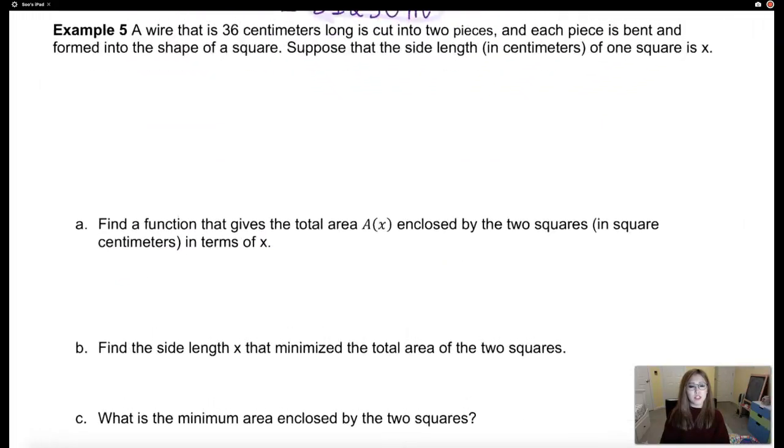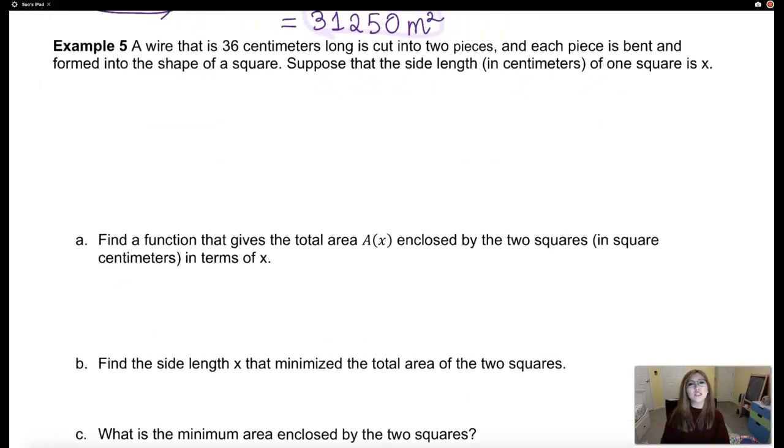All right, what are we doing this time? A wire that is 36 centimeters long is cut into 2 pieces. Okay, let me draw that wire. So something like, there's a wire right there. And they're going to cut it into 2 pieces, they say. But they did not say equal pieces yet.